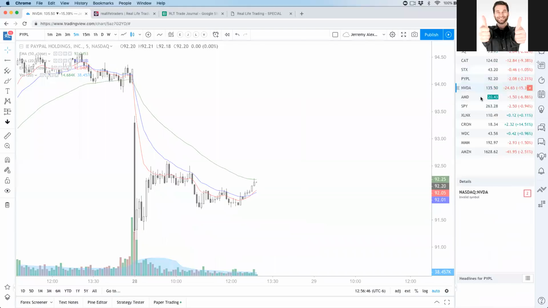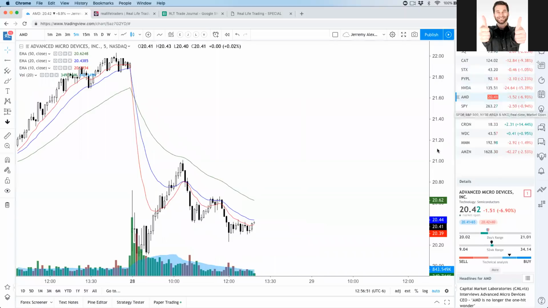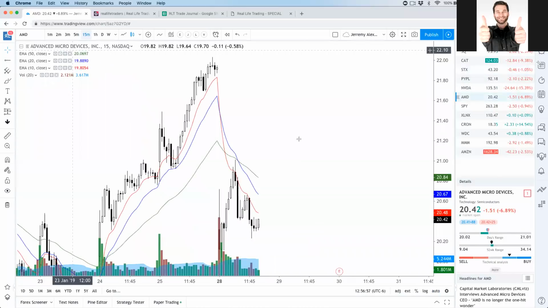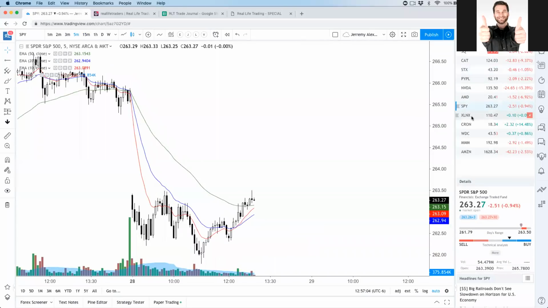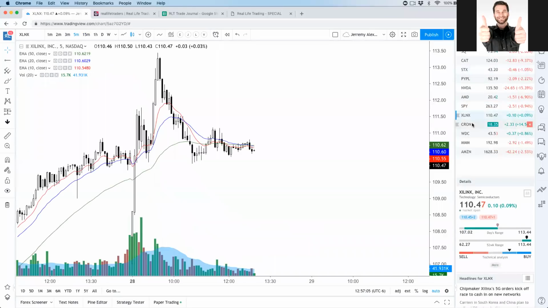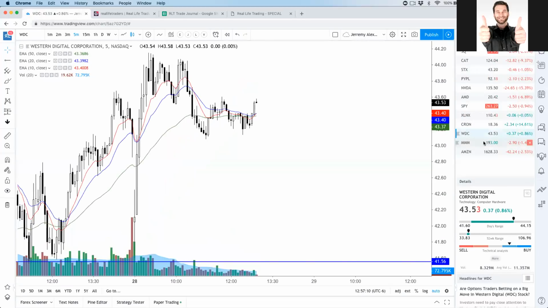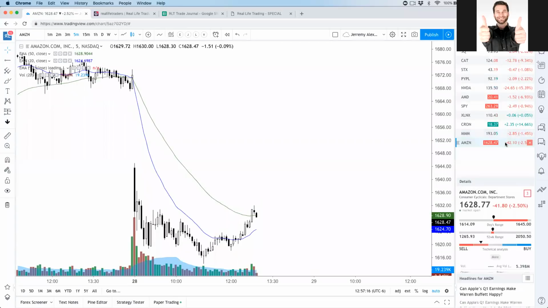PayPal, nope. NVIDIA, just a slow move lower. AMD. So again, this is very close to what we were talking about earlier today. Very close. SPY, XLNX, CRON, WDC. So that one also popped. 3M and Amazon.